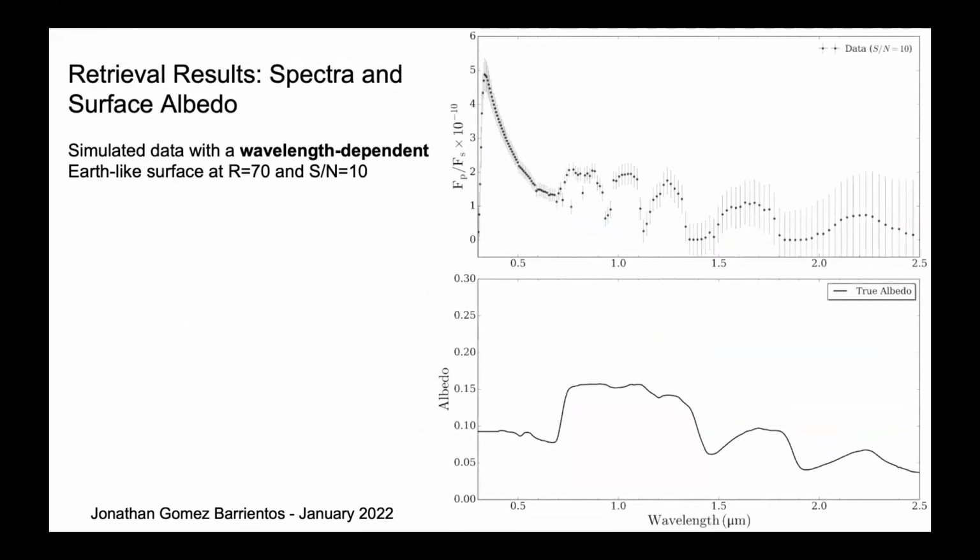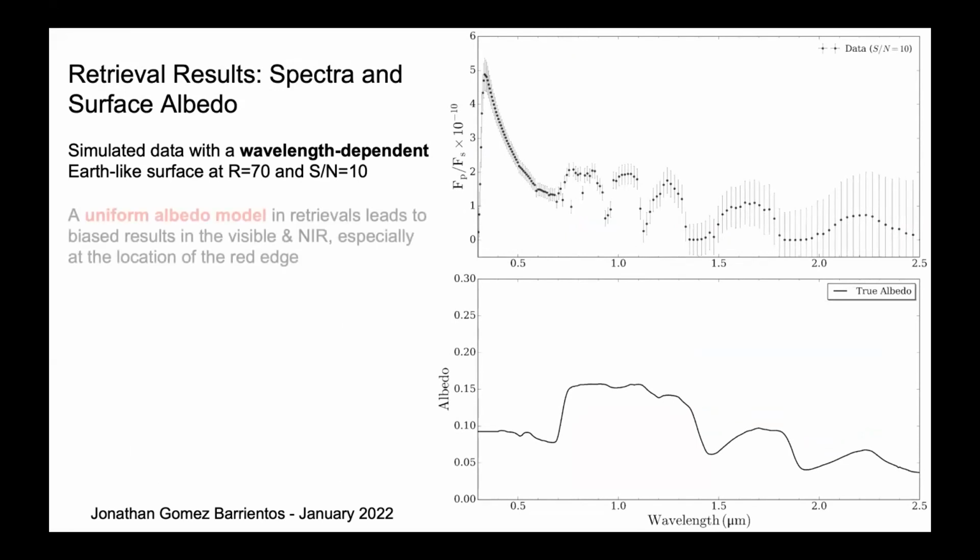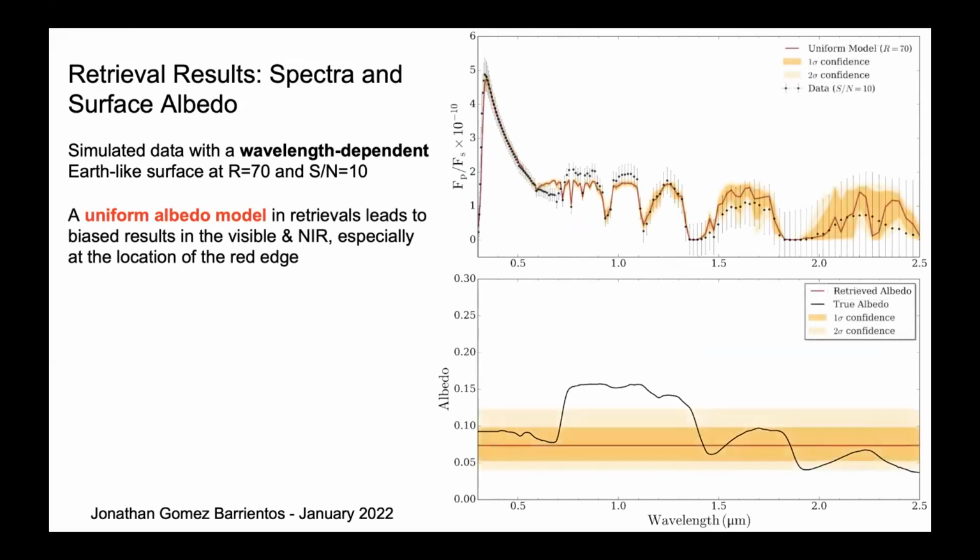So here in black, you have the simulated data, again with a wavelength-dependent Earth-like surface at RF70 and S/N equals 10. If you run a retrieval on this data and assume a uniform albedo model in your retrieval framework, like previous retrieval studies have done, what you'll find is that you'll obtain biased results. The retrieved model, which is shown in red here, is heavily biased in the optical and the near infrared because the data lie outside 2 sigma. And this model also can't reproduce the feature you're seeing here that is caused by the vegetation red edge.